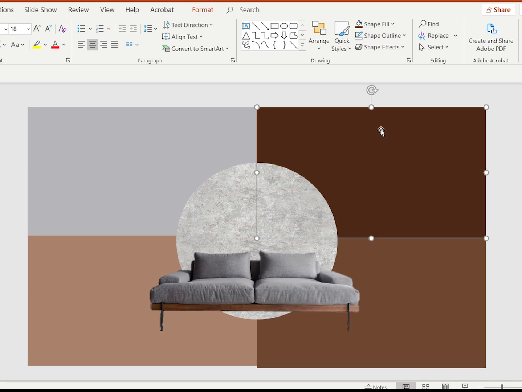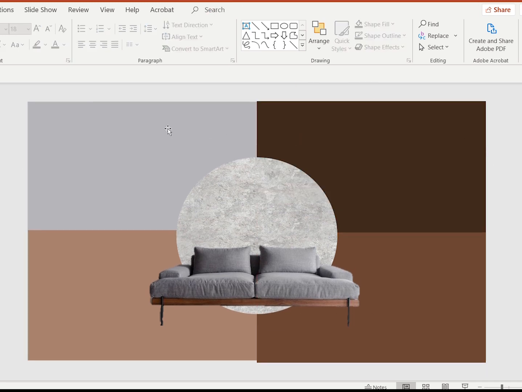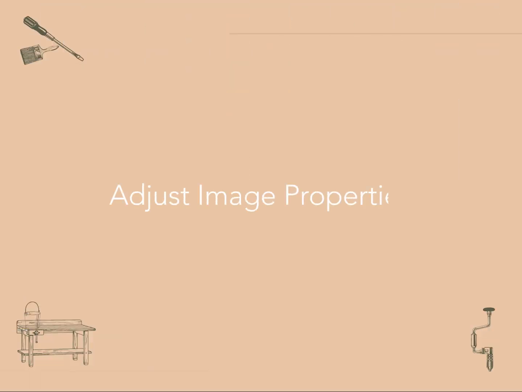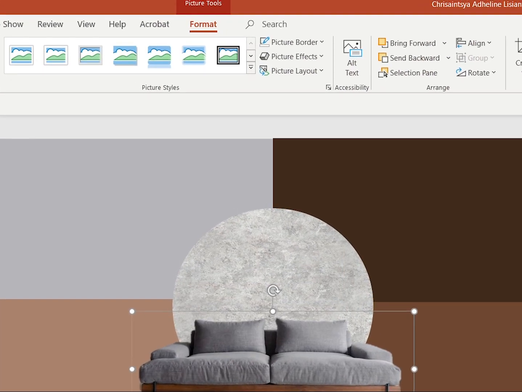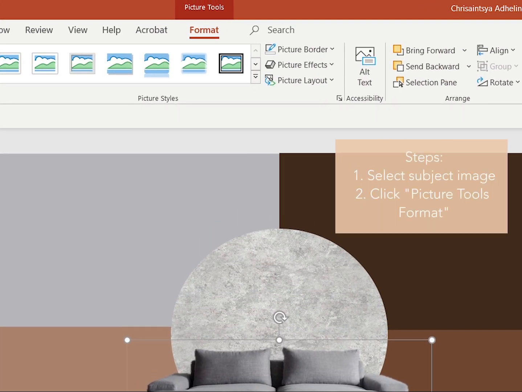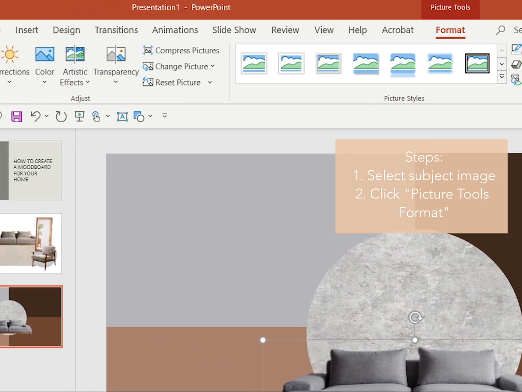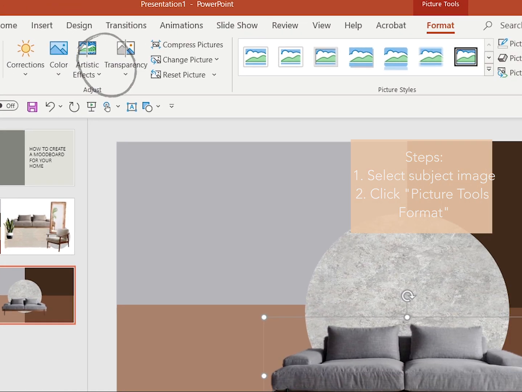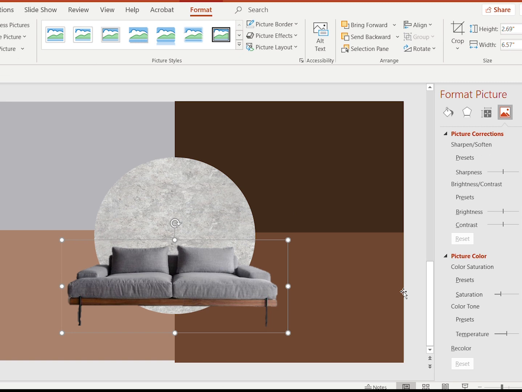As aesthetic as it looks, I think the colors are a little dull for the vibe that I'm going for. So what I'm gonna do is to play around with the saturation, brightness, and contrast of this photo. To do this, go to the Picture Format tab. Click the arrow down beside Color and select Picture Color Options.